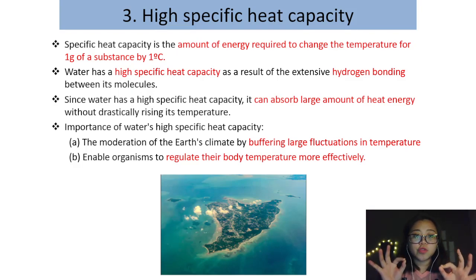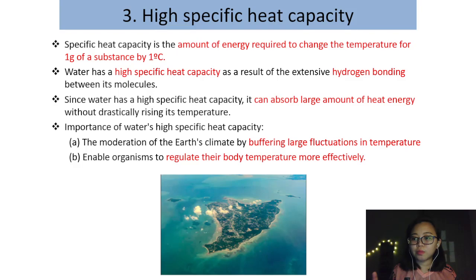The reason for this high specific heat capacity is the hydrogen bond, garis putus-putus yang kita lukis tadi. It can absorb large amount of heat energy without changing its temperature. And that is important for our body and for the earth. It's important for the earth by buffering large fluctuations in temperature. Buffering, the word buffering, think of it as like loading. Okay? Benda yang buffering, ambil masa untuk berubah. So water buffers large fluctuations in temperature.